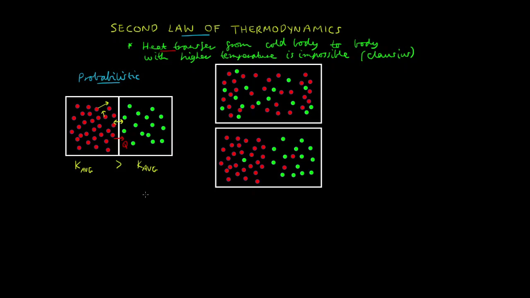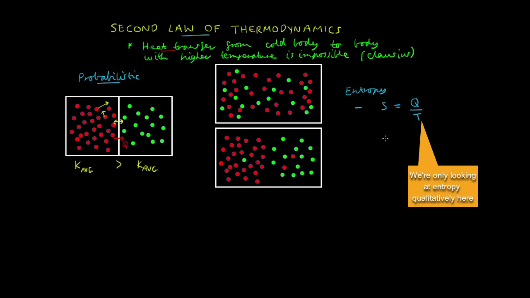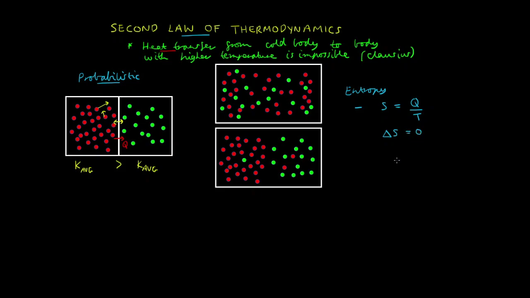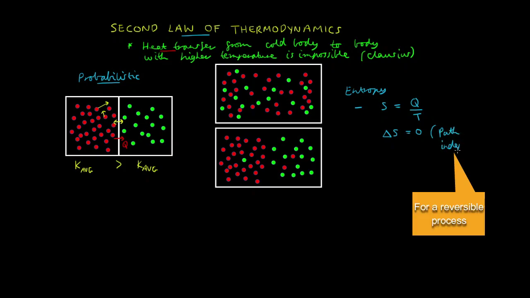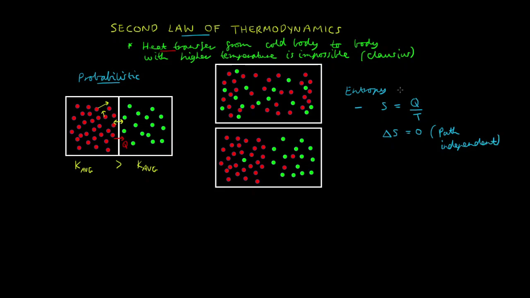And this leads us to entropy, which is another state variable represented by the letter S and is defined as the ratio of the heat to the temperature of a system. Then if you go through a cyclic process, the change in entropy is going to be 0. So this tells us that entropy as a state variable is also path independent. Now we can interpret entropy as a measure of disorder in a system.